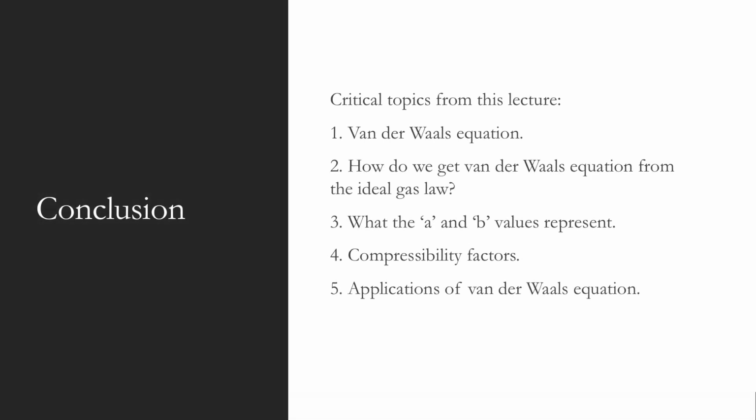Okay, so let's recap what we learned in this tutorial today. First, we discovered what van der Waals equation is and how it comes from the ideal gas law. We know that the A and B values represent the attractive forces between real gas molecules and the volume that these gas particles take up, respectively. We learned about the compressibility factor, and how a gas with a compressibility factor farther and farther from 1 deviates more and more from the expected values of ideal gases.